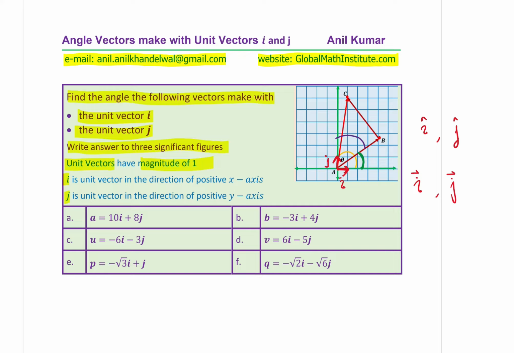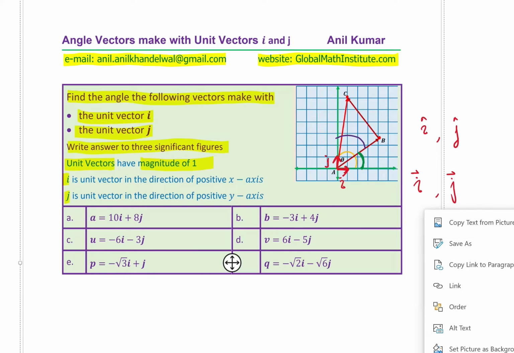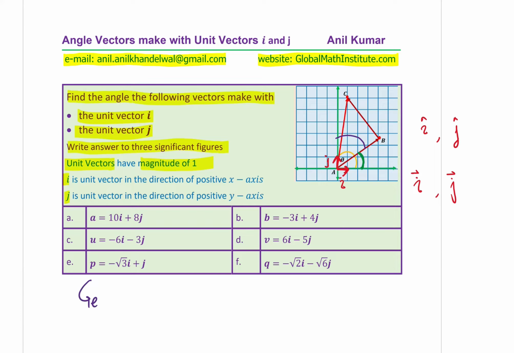As an example, we will first begin with a general solution, and then we'll take up practice questions. And these are the 6 practice questions which we are going to take. You can actually pause the video, copy these questions, try answering these questions.